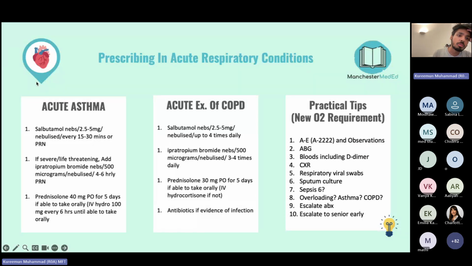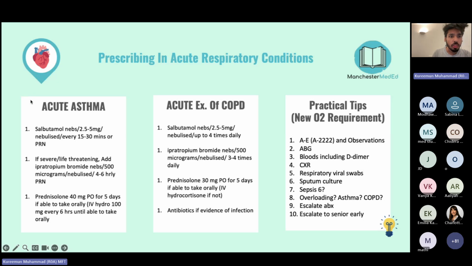So for acute asthma, in an acute episode, you will be giving salbutamol nebulizer, 2.5 to 5 milligrams. You nebulize it and you give it usually every 15 to 30 minutes. Then in real life, you would assess the response, either peak flow or the symptoms, whether they are getting better. Also, if they have severe or life-threatening asthma, on top of that, you will be adding ipratropium nebs. So again, 500 micrograms nebulized 4 to 6 hourly PRN.